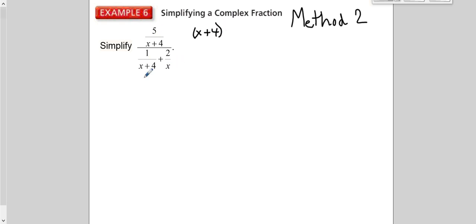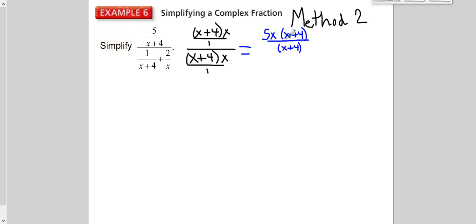But then we have this x, which is different than these factors. So we need that also. And that's what we're going to multiply the numerator and denominator by. Put it over 1 if you want to. So when we multiply this here, we get 5. I'm going to go ahead and put the x there. 5x times x plus 4 over x plus 4. Notice these x plus 4s are going to cancel.